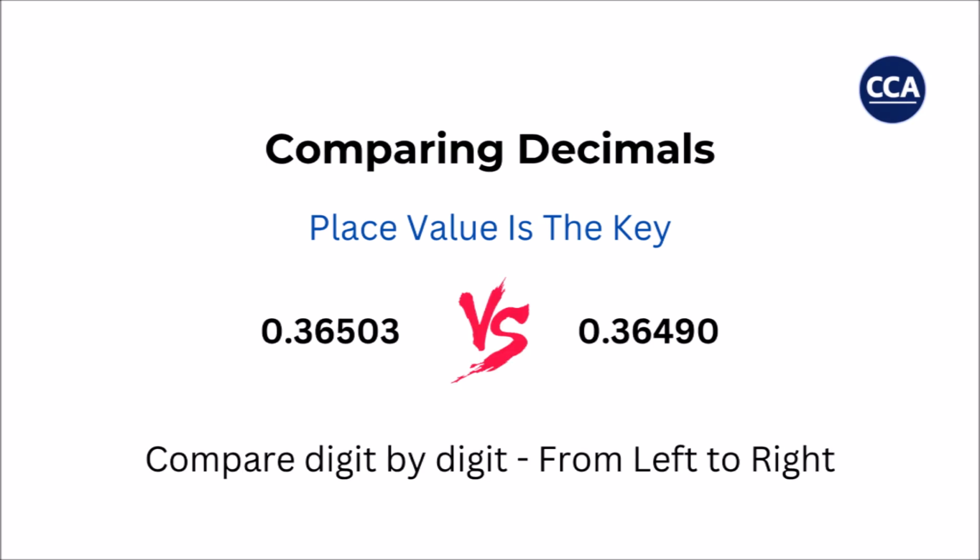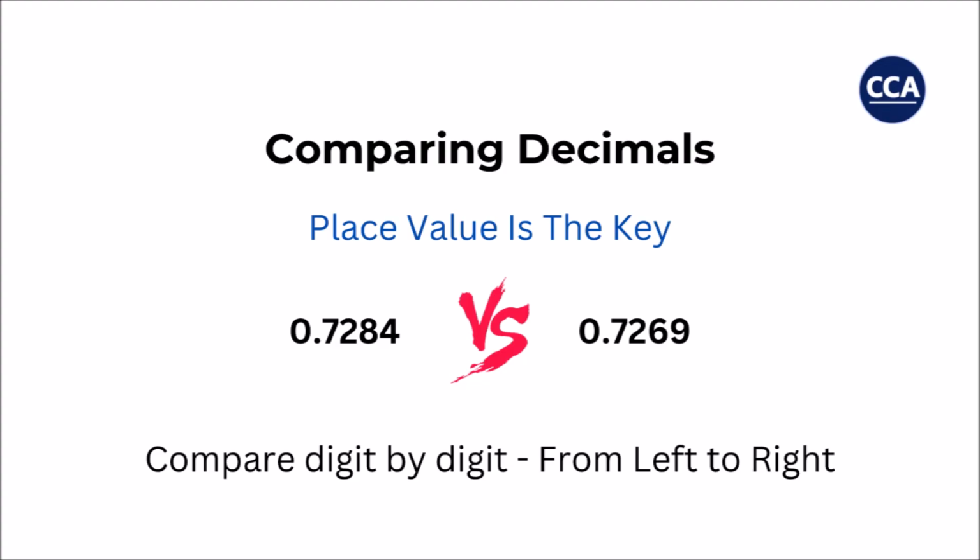Let's compare these two decimals carefully: 0.36503 and 0.36490. Both have the same whole number. Both have the same tenths. Both have the same hundredths. But in the thousandths place, 5 is greater than 4. So, 0.36503 is greater.